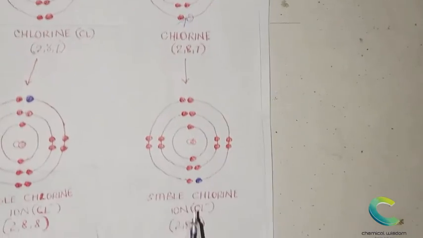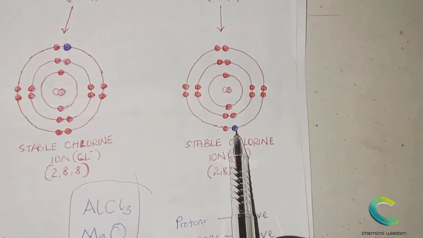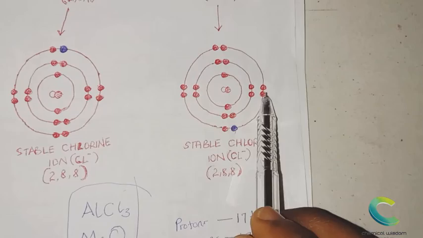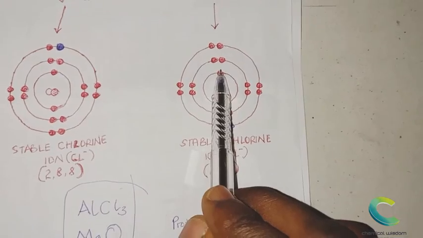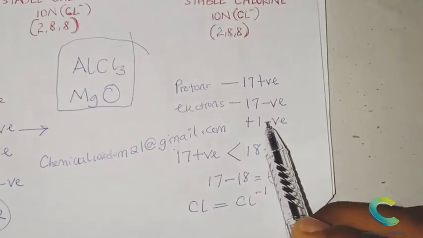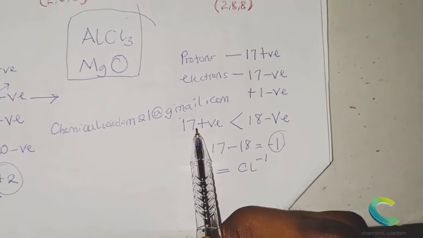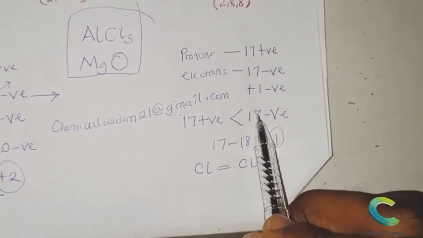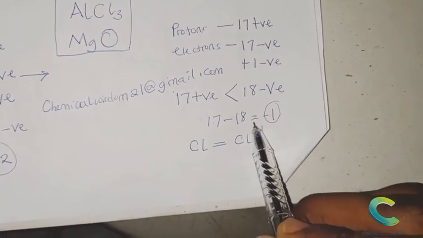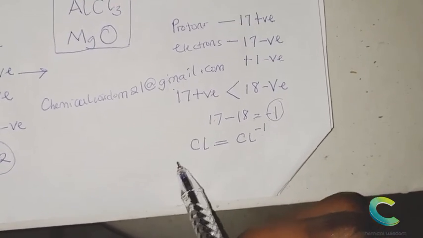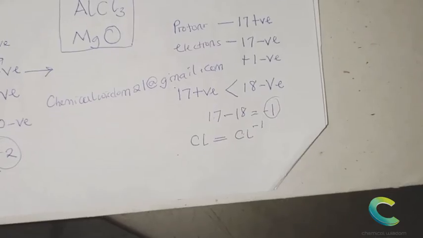But in the process of forming ions, electrovalent bonding, what happens is that it gains an additional electron. This becomes 1, 2, 3, 4, 5, 6, 7, 8, 9, 10, 11, 12, 13, 14, 15, 16, 17, 18. There are now 18 electrons. That's why we have one electron added to the 17 electrons. That means 17 positive protons in the nucleus are outweighed by 18 negative electrons. That's why we have 17 minus 18 giving -1. That -1 is the charge on the chlorine ion. That's why a chlorine neutral atom will form a chloride ion carrying a charge of -1.